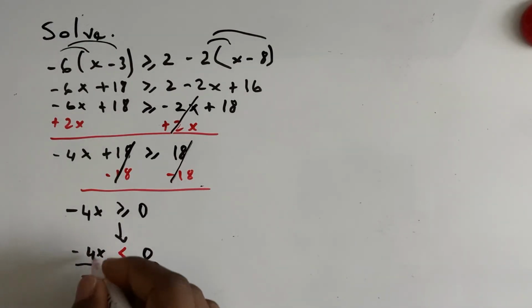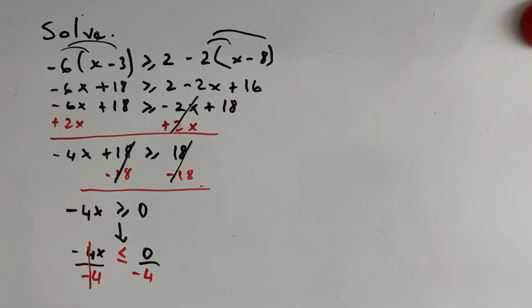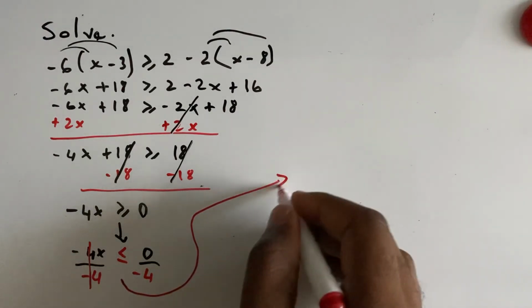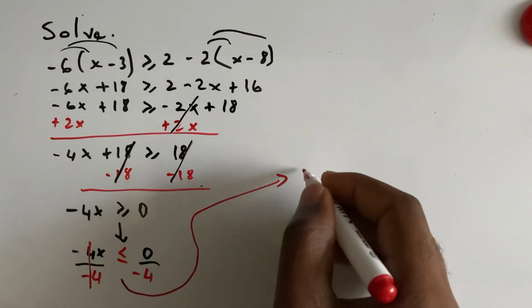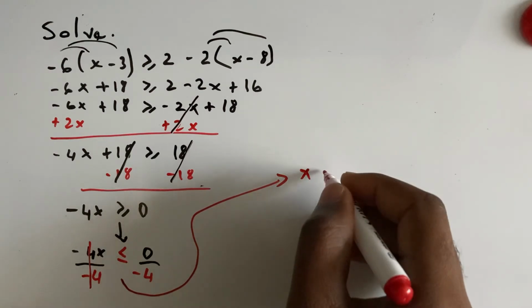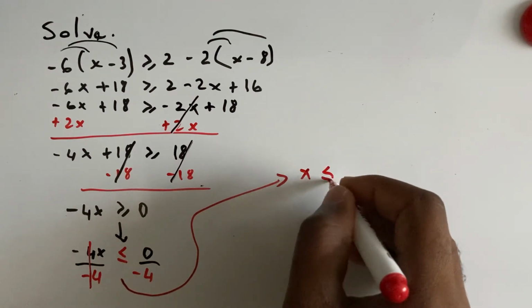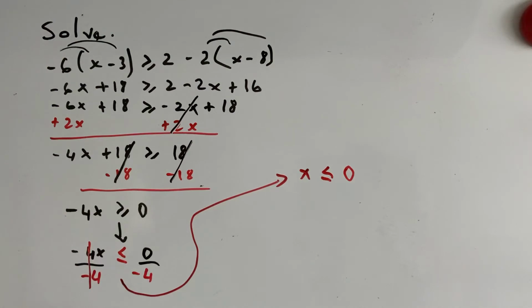So that's why I'm saying if you divide by a negative number or multiply by a negative number, you got to switch the sign here. That's why it was greater than or equal. Now it's less than or equal. Anytime you multiply or divide by a negative number, okay? Now, from here, I have positive x now less than or equal to 0. 0 divided by negative 4. So positive x less than or equal to 0.